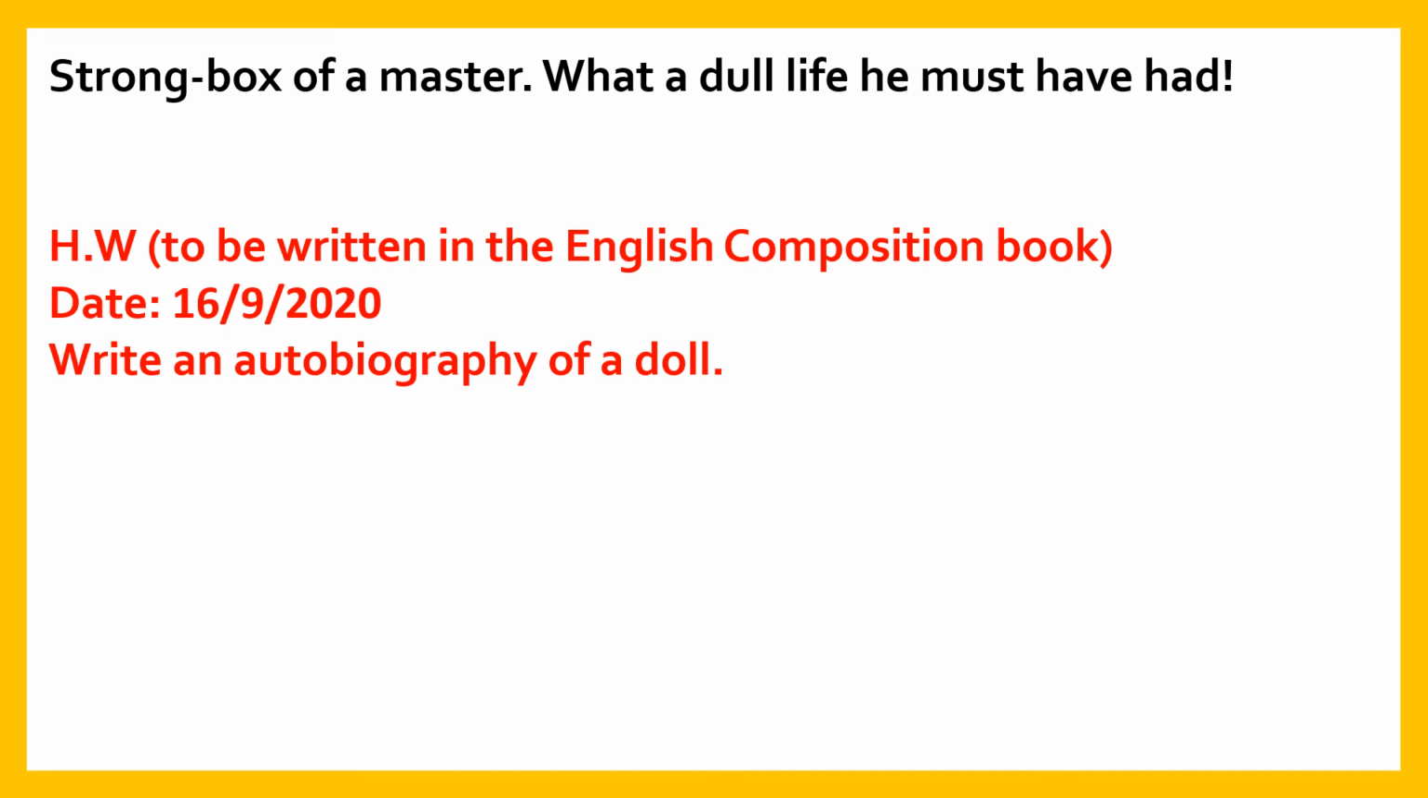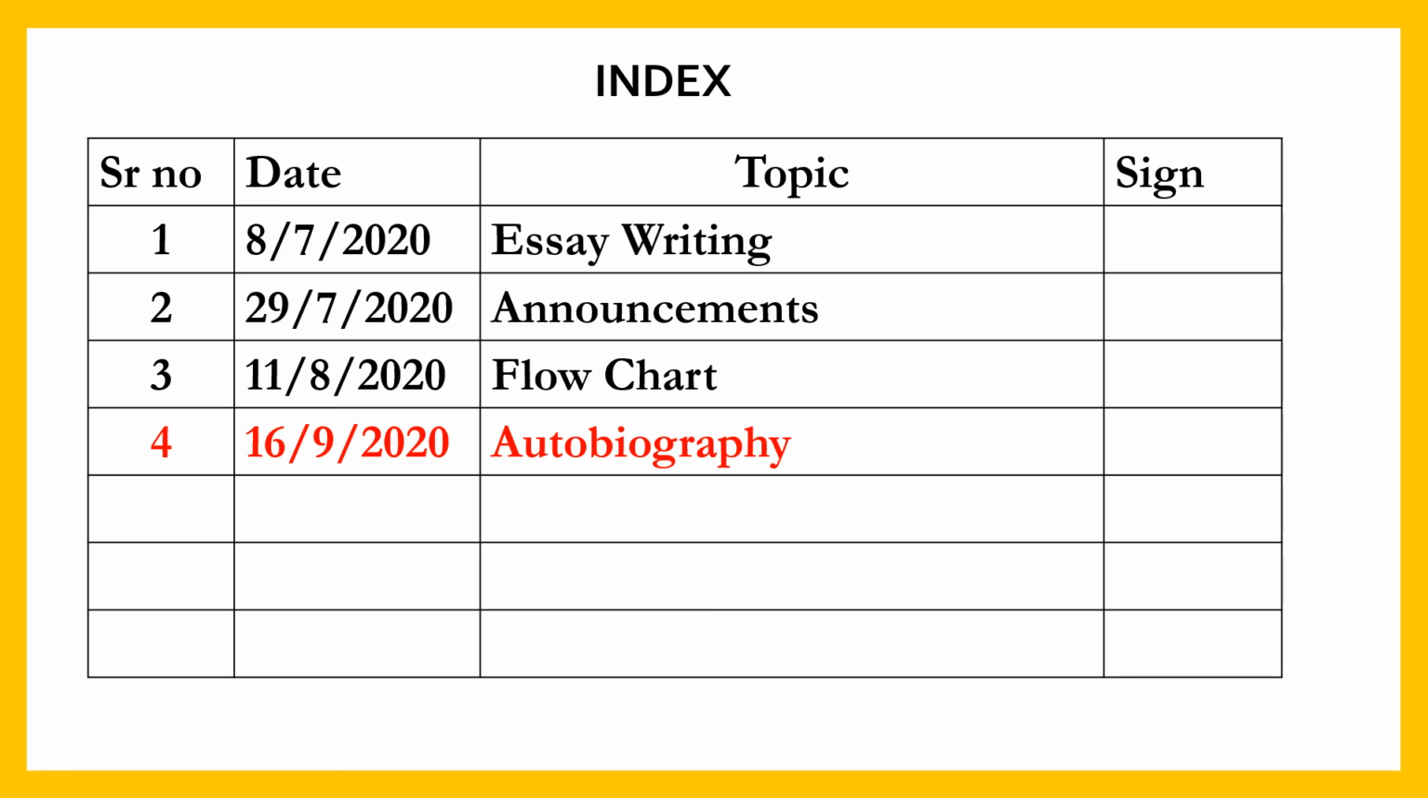The date you will put is today's date, 16/9/2020. Kindly fill in your index in this manner. I have highlighted today's topic in the red color. So it is serial number 4, date 16/9/2020, the topic autobiography.